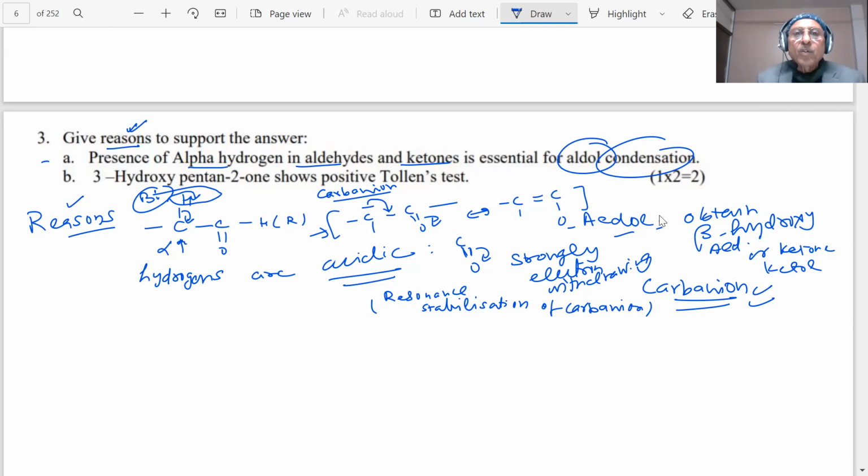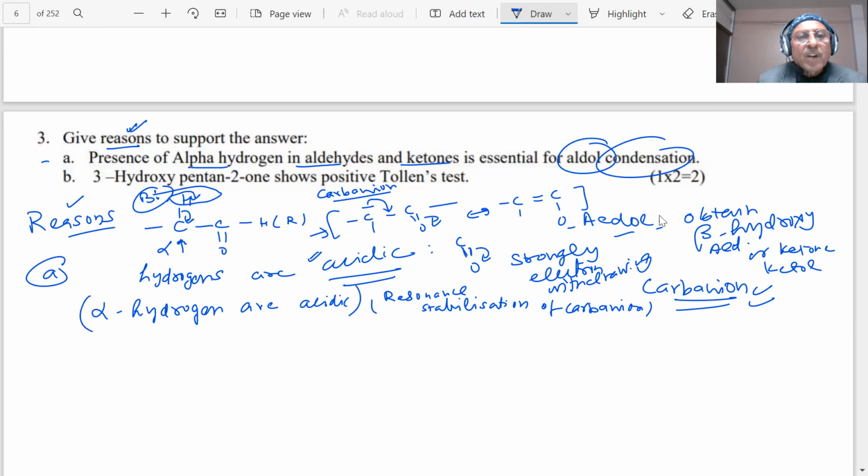And then this negative charge on carbon attacks another molecule of aldehyde or ketone, and then aldol condensation takes place. So the answer is clear: because alpha hydrogens are acidic due to the presence of a strong electron withdrawing carbonyl group, they undergo aldol condensation. This is the answer for A. Alpha hydrogens are acidic.